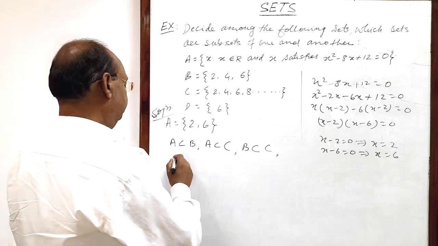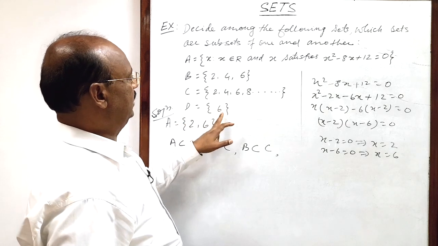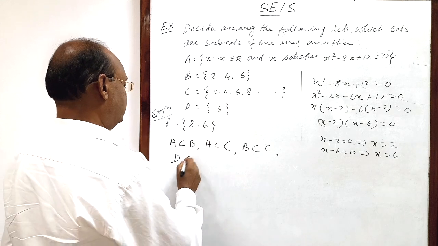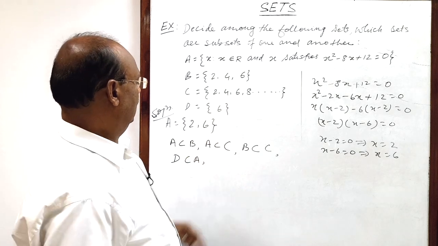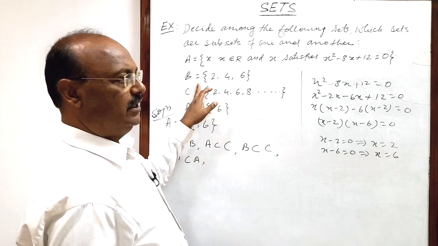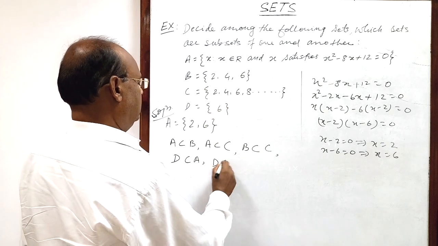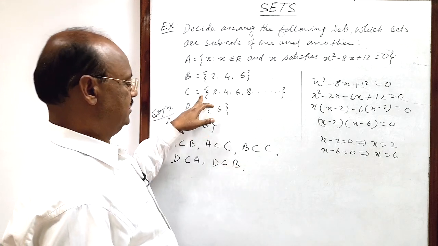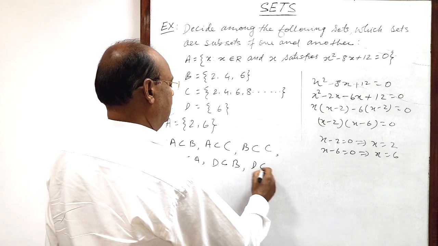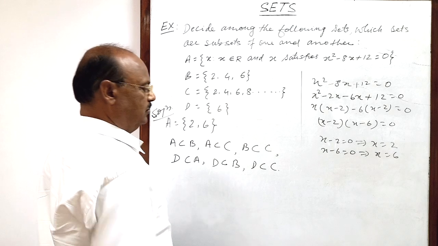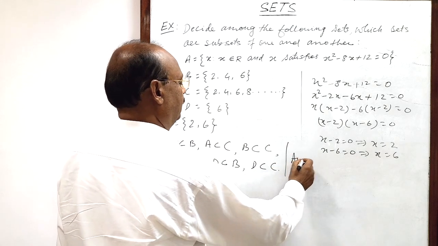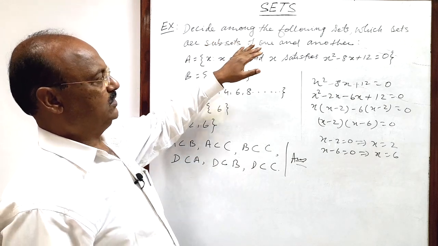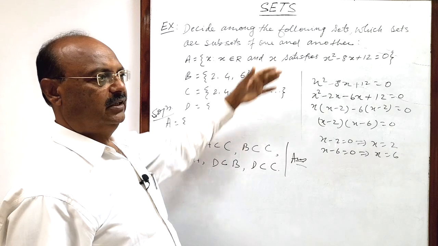And what about D? D has only one element, 6, which is available in set A also. So D is a subset of set A. Again 6 is available in B also. So D is a subset of B, as well as D is a subset of set C also, since 6 is available in set C. So this is our answer which was required. We have to decide among the following sets which sets are subsets of one another.